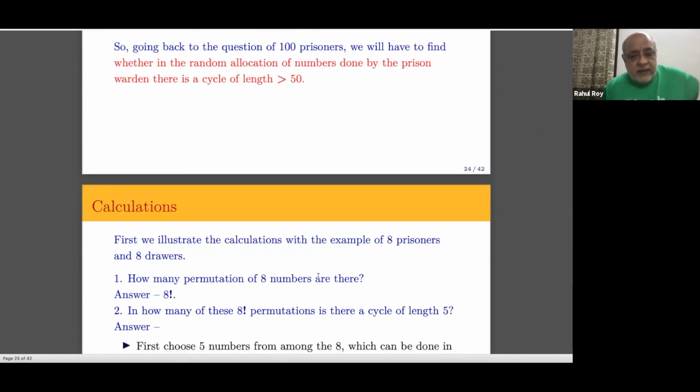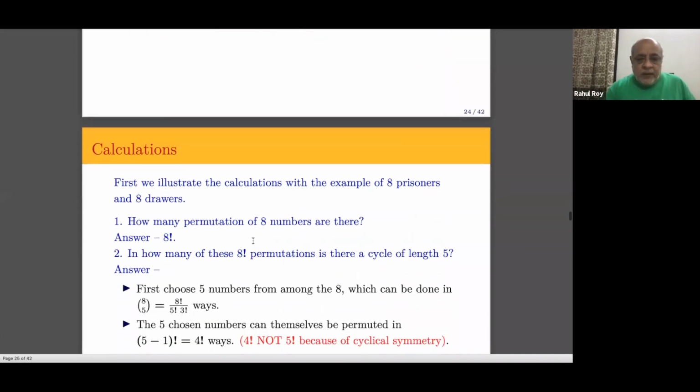So let us now do some calculations. How many permutations of 8 numbers are there? 8 factorial. Because the first drawer can have any of the 8, and once you put in one number there, the second drawer can have any of the remaining 7, etc. So there are 8 factorial, 8 times 7 times 6, etc. up to 1, many ways of arranging the random numbers inside the drawers.